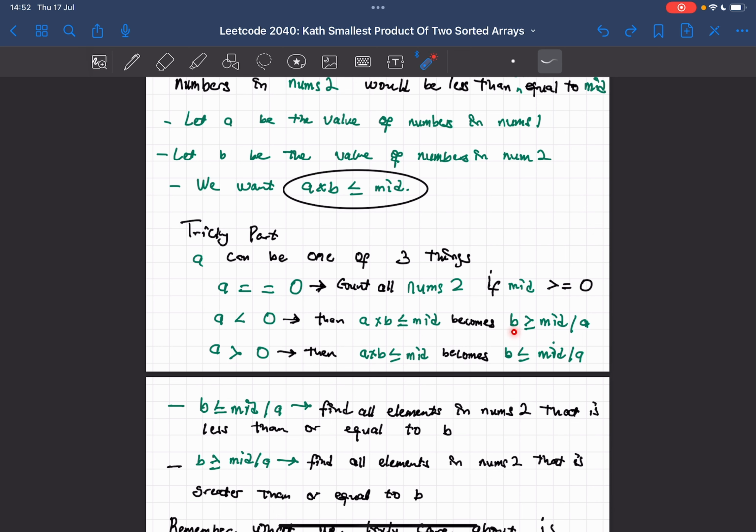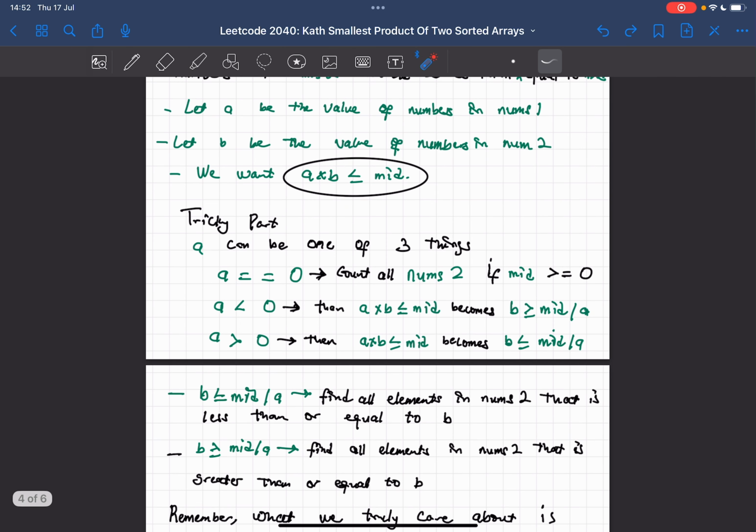And for us to know what those values are, it's basically just balancing the equation. You're finding b, meaning that mid divided by a will give you b. However, if a is negative, then the inequality sign must flip. That is very important. Now, if a is greater than 0, then it's just direct. Anything that we multiply with b should be less than or equal to mid, and so we just handle that.